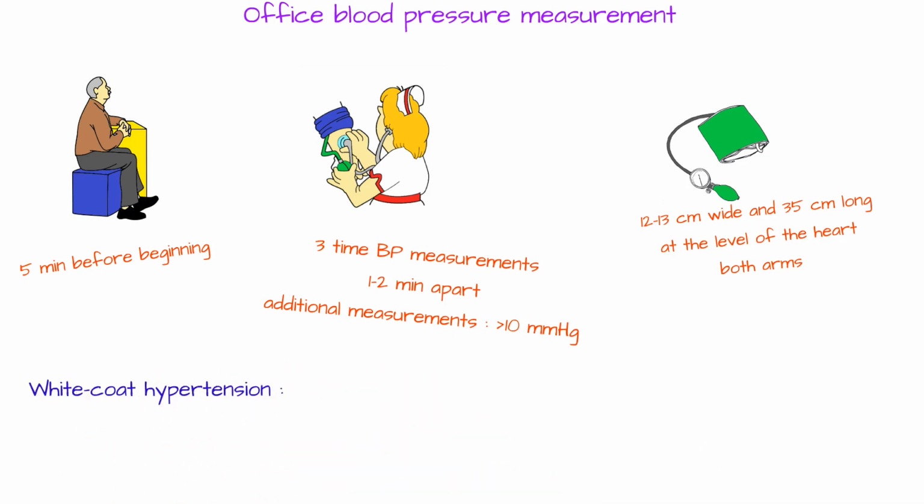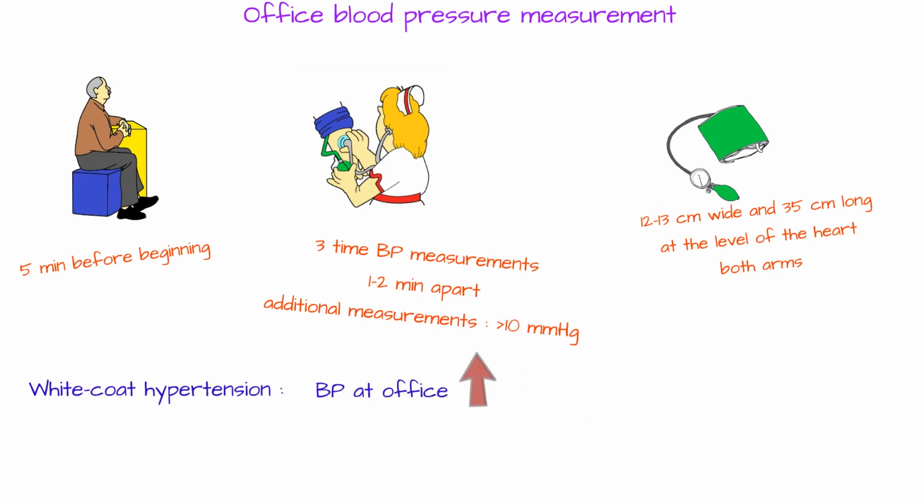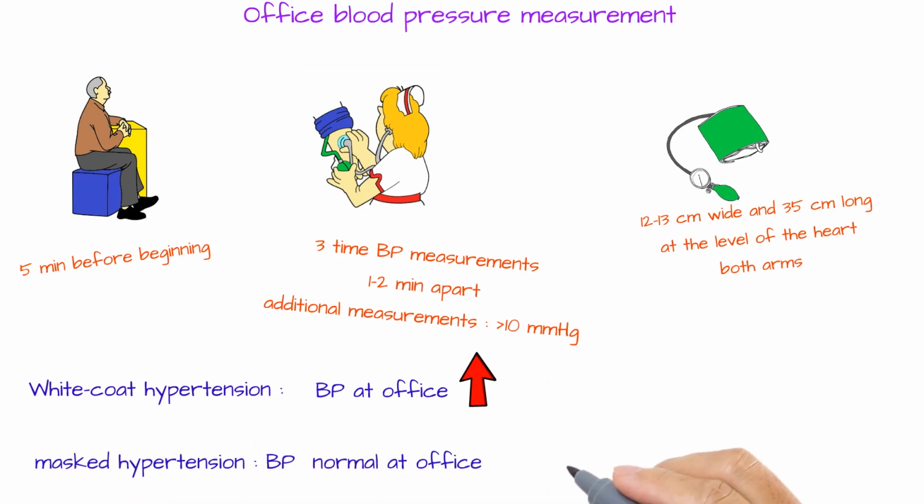It occurs when the blood pressure readings at your doctor's office are higher than they are in other settings, such as your home. Masked hypertension is defined as a normal blood pressure in the clinic or office, but an elevated blood pressure out of the clinic.